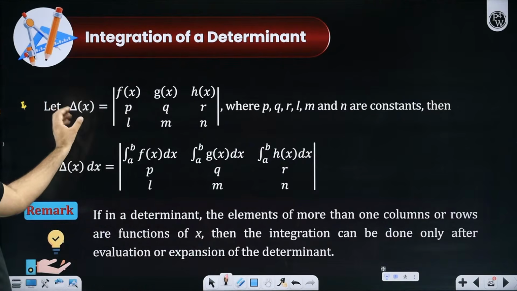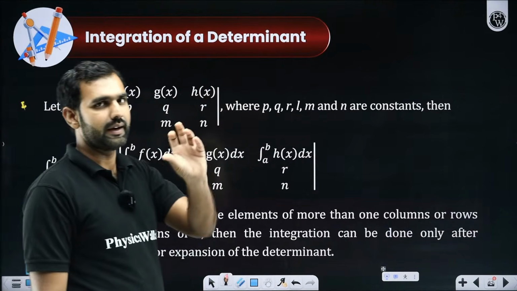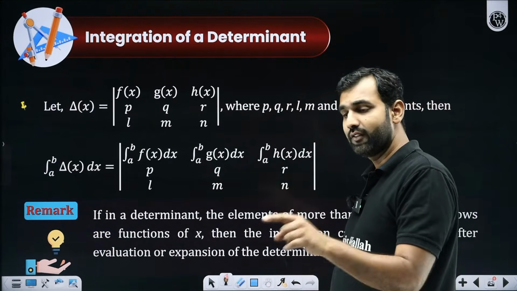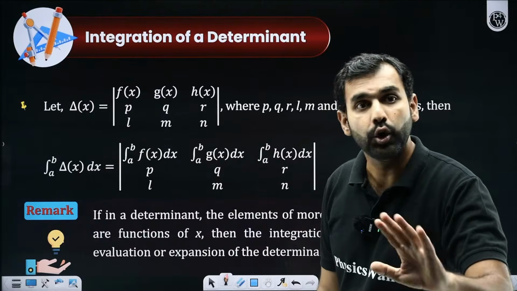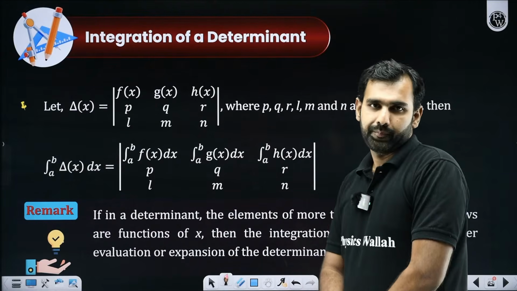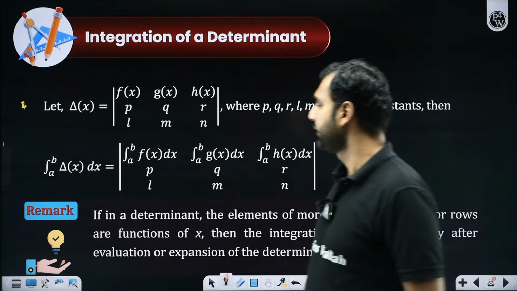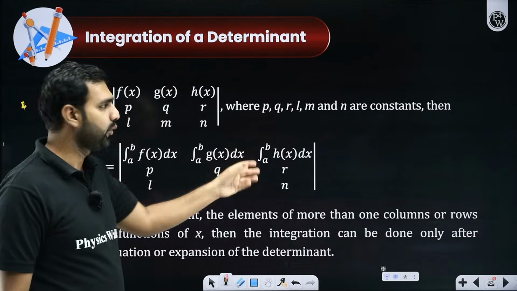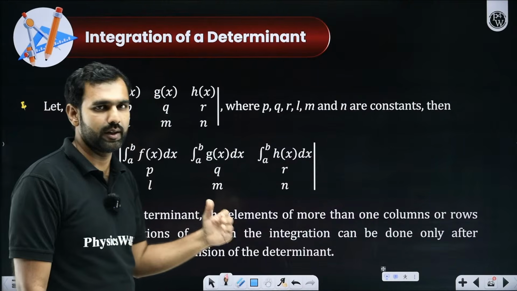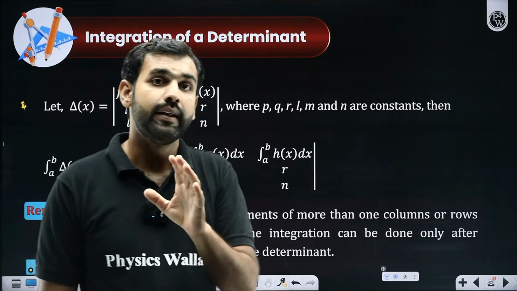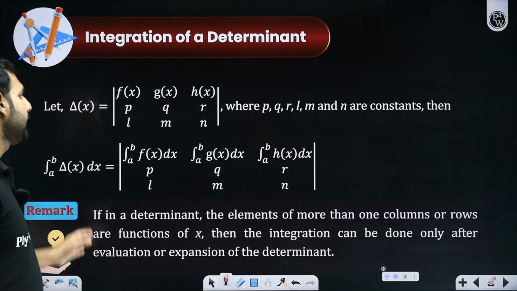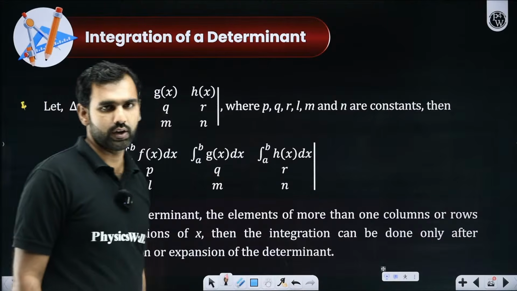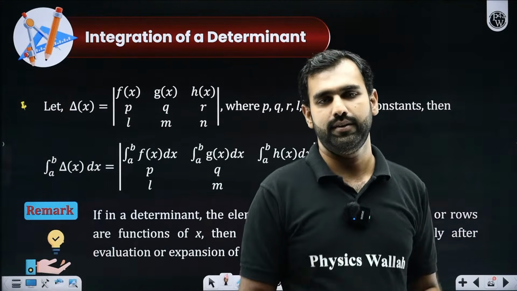This is del x, where only one row or one column contains terms in x. Sir, if more than one row or one column, then can we go ahead with this the way we were differentiating a determinant? No, no, no, no. Now, what do I mean by that? Here, let's say if I wish to integrate a determinant where only one row or one column is given in terms of the variable x, then you can do it by integrating that particular row or column and keeping other rows or other constant columns intact.